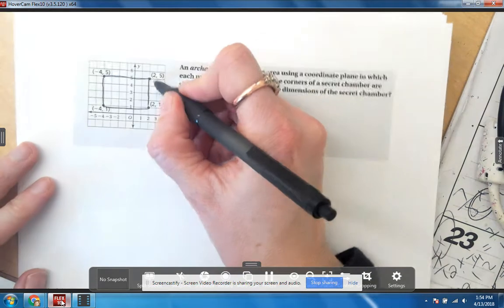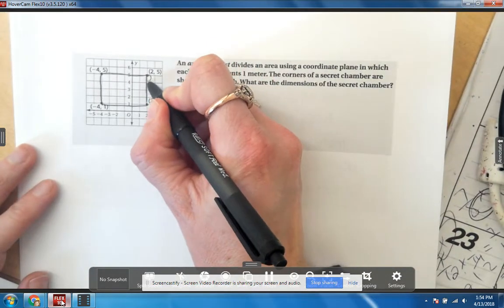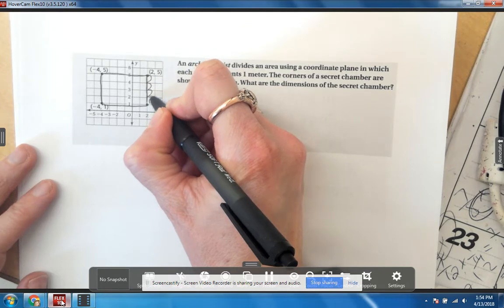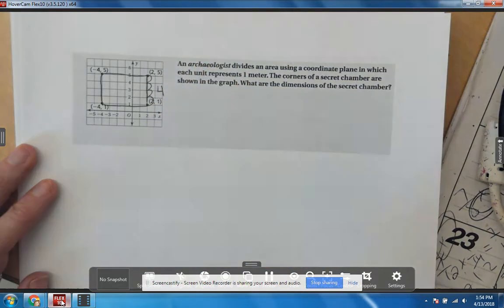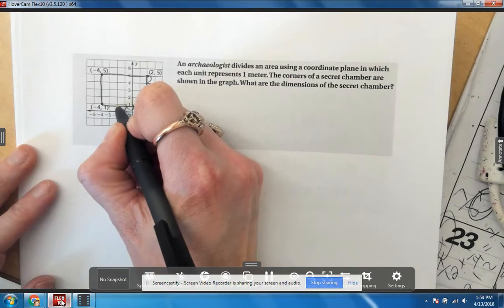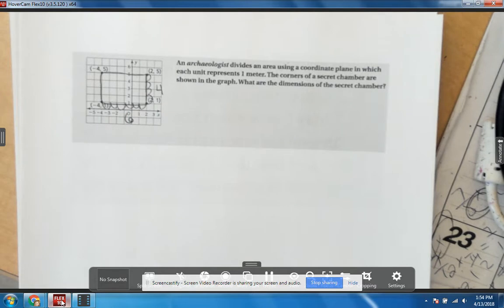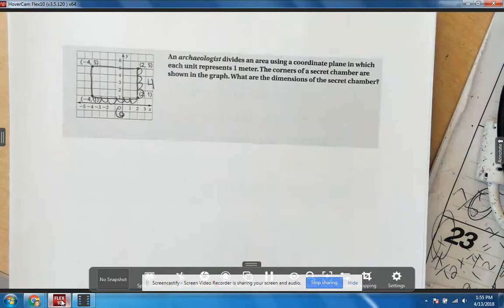So here's what I do. I start at the top. Each cube represents 1. So I just kind of like count my cubes. So there's 1, 2, 3, and 4. So this would be 4 units long. And this would be 1, 2, 3, 4, 5, 6. I'm counting each cube as 1. So it is a 6 by 4. So that would be the dimensions for that one.